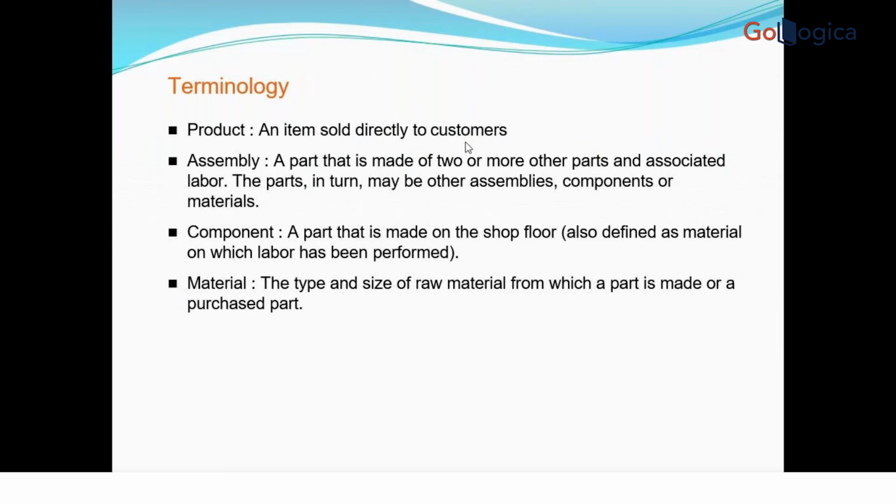So this is just terminology. What's a product? It's just an item sold directly to the customers. Assembly is a part that is made of two or more parts and associated labor. Component is made up on the shop floor; components are basically our level 4 items, which are directly on the shop floor. And the material is the type and size of raw material from which a part is made or a purchased part. But this one doesn't show in order management, and this last one is pretty much for procurement, right?